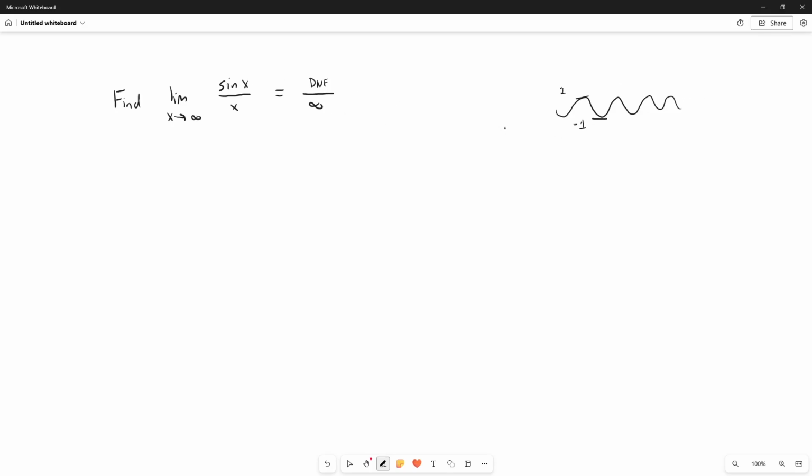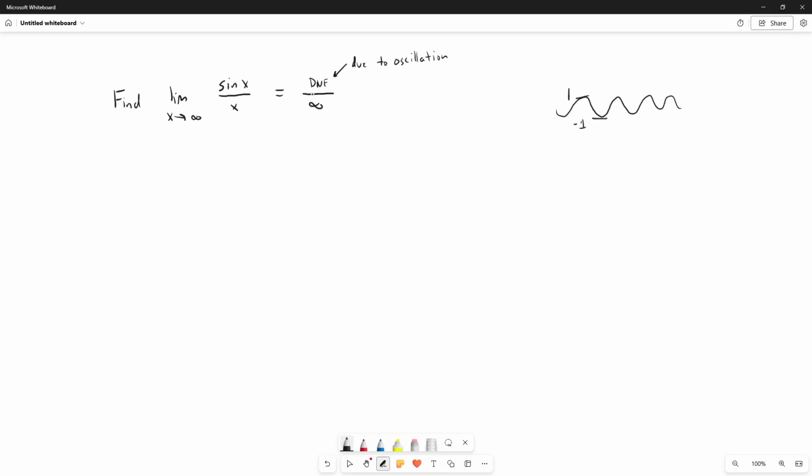And as x goes to infinity, the curve does not head towards a particular height. There's no horizontal asymptote. It also does not go up to infinity or down to minus infinity. The sine of x limit at infinity does not exist due to the oscillation between two fixed heights, 1 and negative 1. And so this is not going to get us an answer.